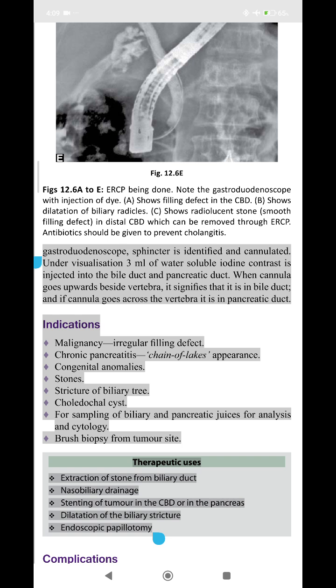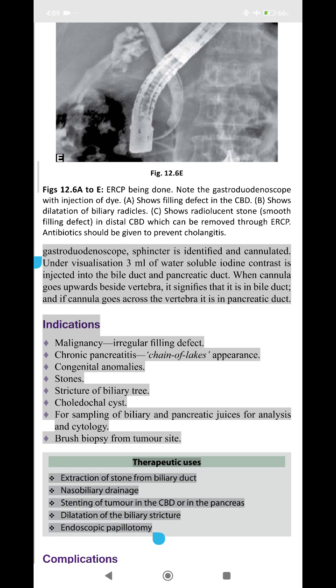Indications: malignancy, irregular filling defect, chronic pancreatitis, chain of lakes appearance, congenital anomalies, stones, stricture of the biliary tree, choledochal cyst, for sampling of biliary and pancreatic juices for analysis and cytology. Brush biopsy from tumor site.